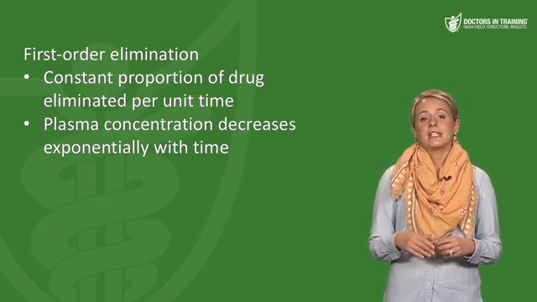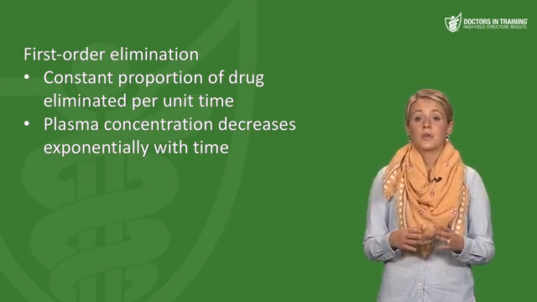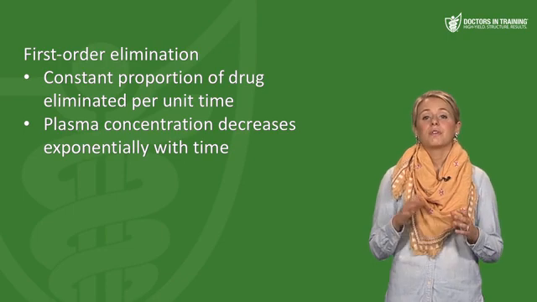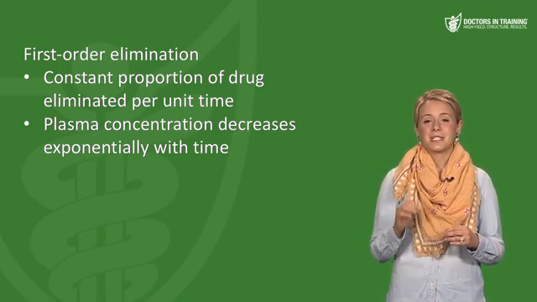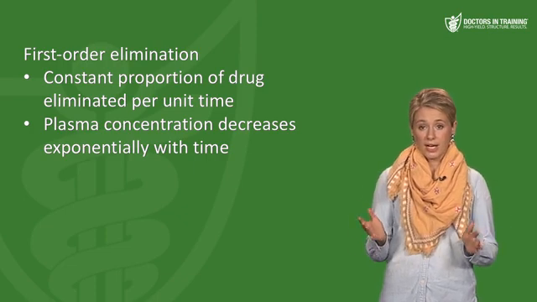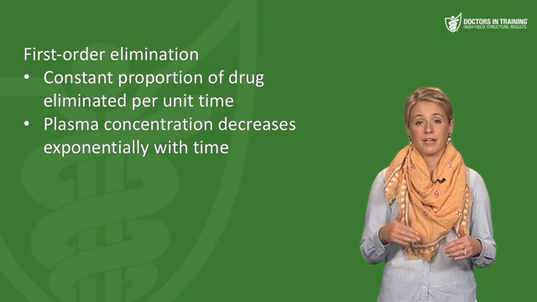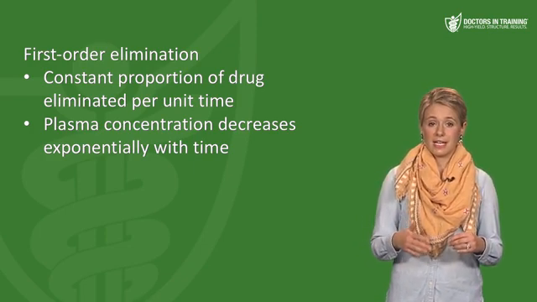In other words, instead of eliminating a constant 25 milligrams per hour or whatever it was, like we saw in zero-order kinetics, with first order, you're going to eliminate a fixed percentage or proportion of the drug. So you might clear 50% of the drug out every hour. So the absolute amount of drug eliminated will vary, but the proportion eliminated will always be the same.